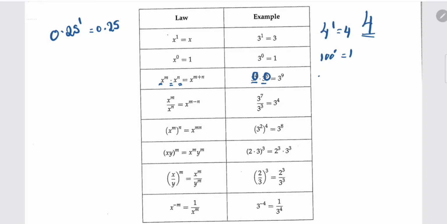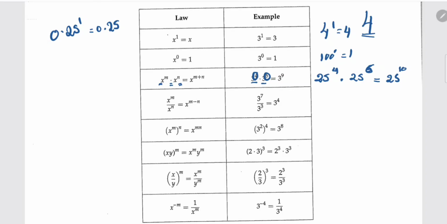Let's take another example: 25 to the power 4 multiplied by 25 to the power 5, or another power like 6, okay? I will keep the base, so I will keep 25 and add the powers. When you add them, it equals 10. So it's 25 to the power 10.